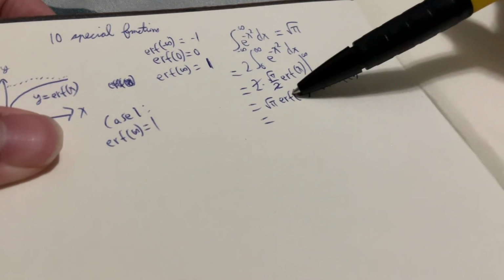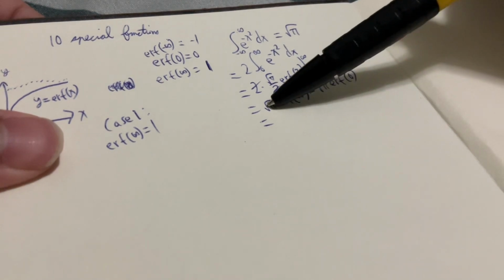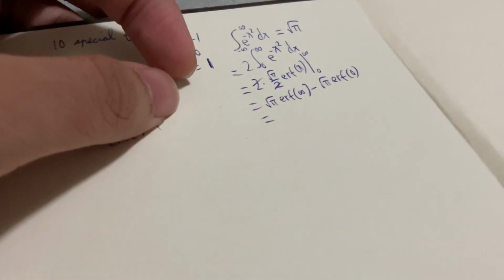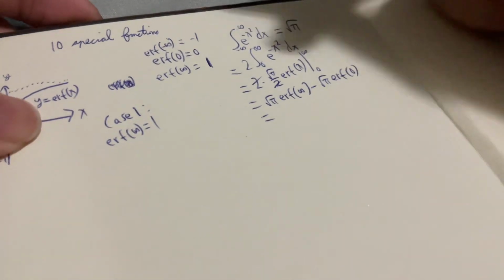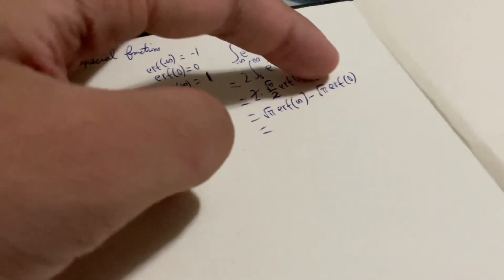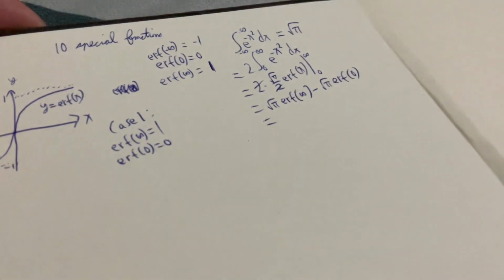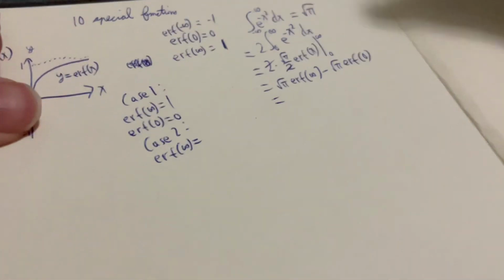If erf(0) is equal to 0, and 0 times that, the square root of pi is gone. So, it's not good though. And another situation is erf(0) is just equal to 0, like that. So you just subtract zeros, and you just get square root of pi. But we also have another situation. Case 2, like that. erf(infinity), let me just consider this equal to 0, like that.